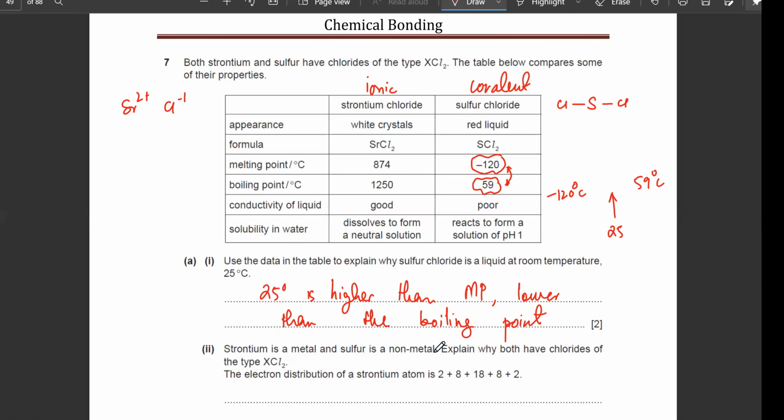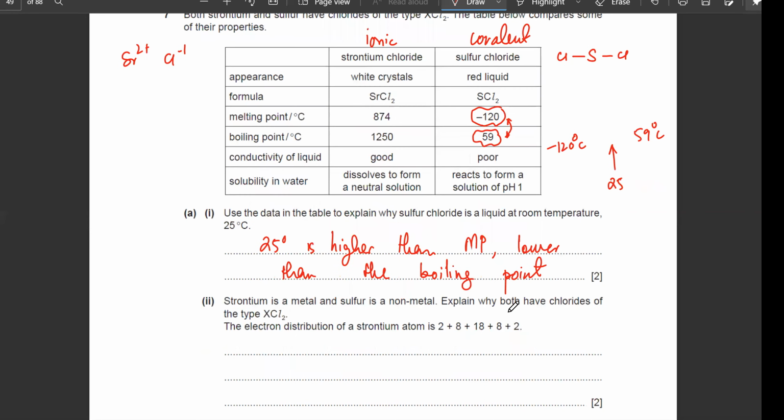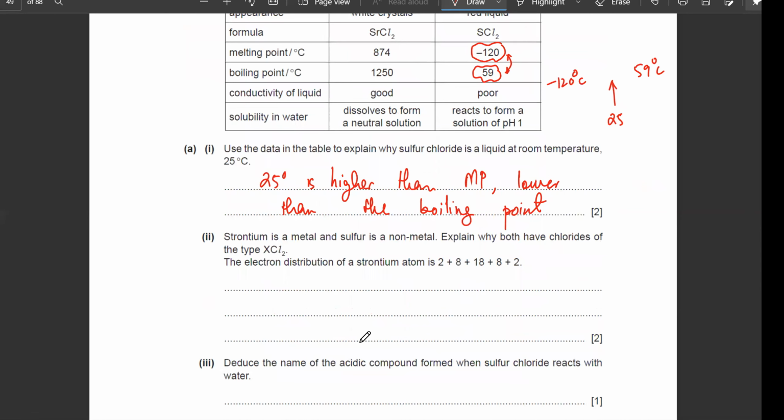That's the next one. Strontium is a metal and sulfur is a non-metal. Explain why both have chlorides of the type XCl2. We just have to explain now. So strontium loses 2 electrons while Cl gains 1 electron. Hence, there should be 2 Cl atoms. Two Cl atoms are needed.